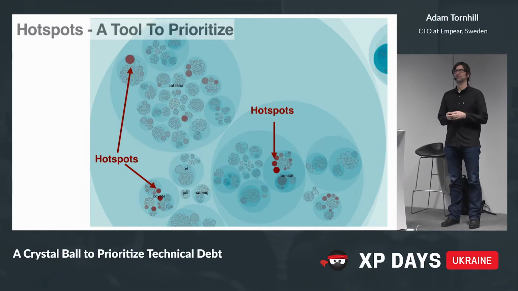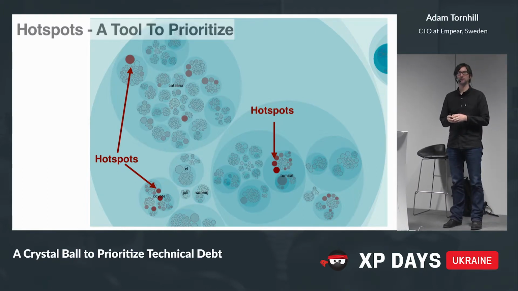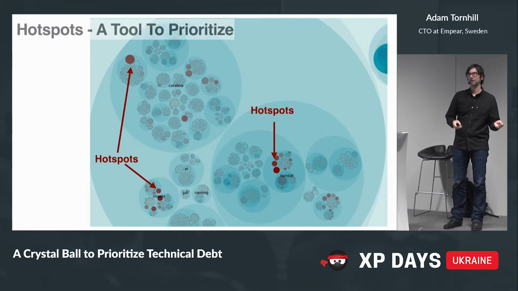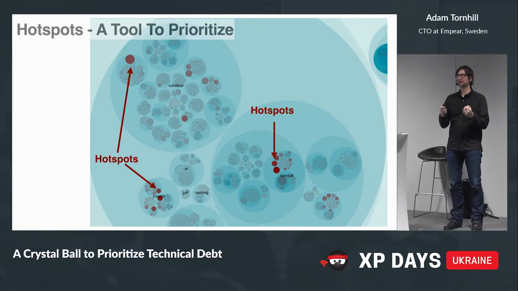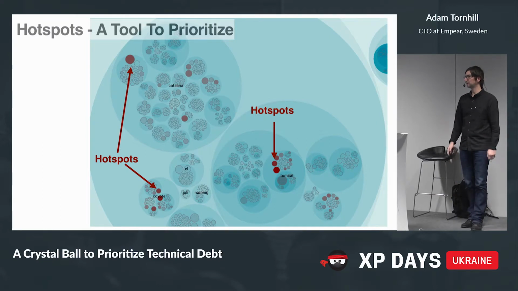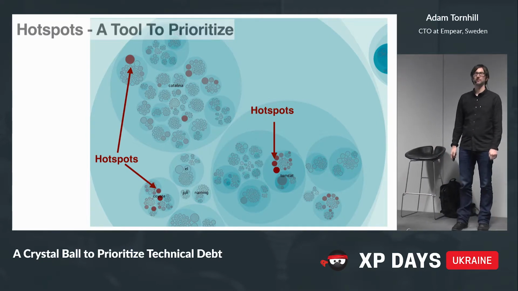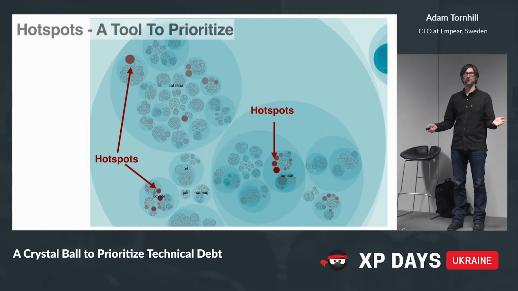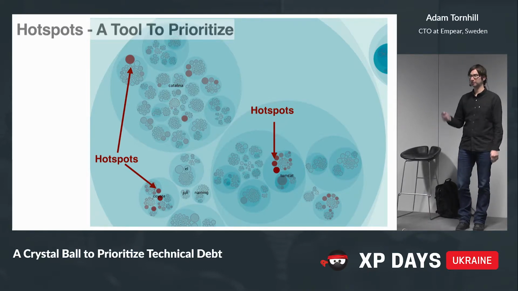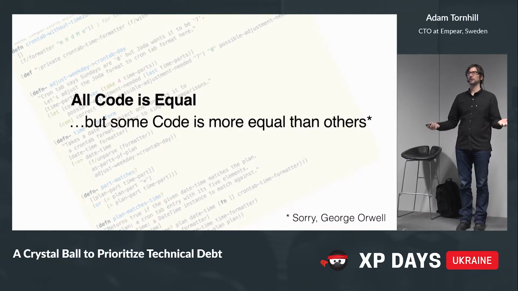However, in practice, more often than not, I tend to find that the opposite is true. So hotspots tend to make up excellent refactoring candidates. And there's a fascinating reason why that's the case. And I want to explain that to you by borrowing a sentence out of George Orwell. Because I have found that while all code is equal, some code is more equal than others.